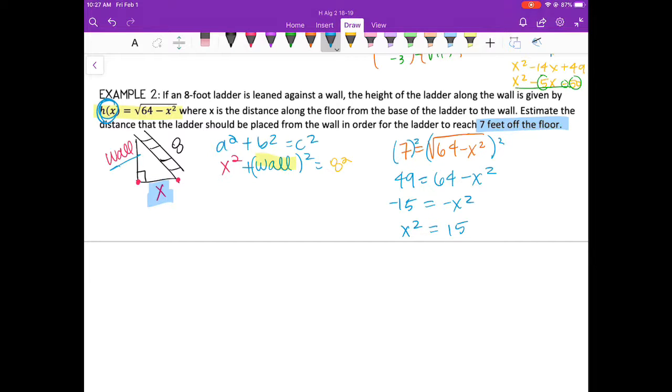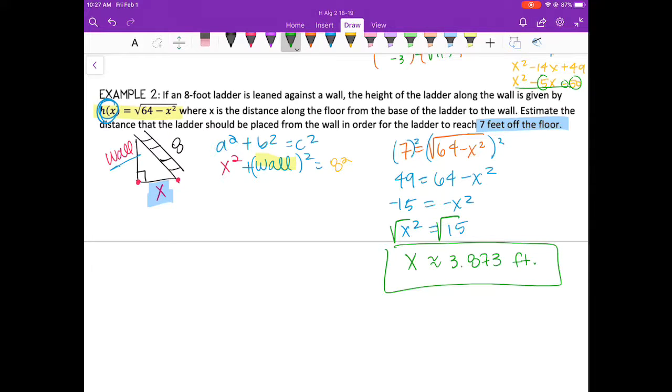Now as I solve for x, how do I undo squaring something? I square root both sides. Now remember, technically we would take the plus or minus square root, but since we're dealing with distance from the base of the building to the top of the ladder, distance is always going to be positive. So we would approximate that using our calculator. We get about 3.873-ish feet up the wall.